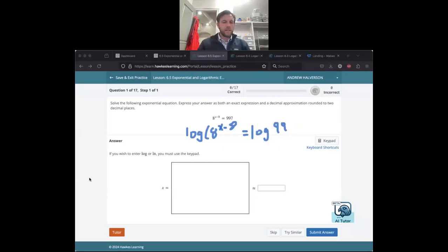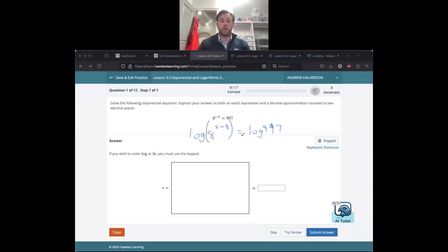Oh, that's kind of a mess. Hold on a second. Let me use my pencil instead. So you just take each side, 8 to the x minus 8, and you take that 997, and all you do is just write the word log in front. That's taking the log.